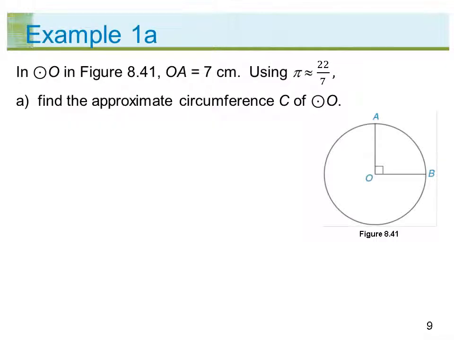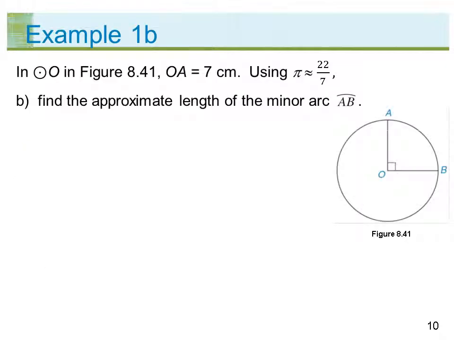In circle O in figure 8.41, length OA equals 7 centimeters. Using pi approximately equal to 22 divided by 7, A. Find the approximate circumference capital C of circle O. Solution. A. Circumference equals 2 pi r equals 2 times 22 divided by 7 times 7. Circumference equals 44 centimeters.